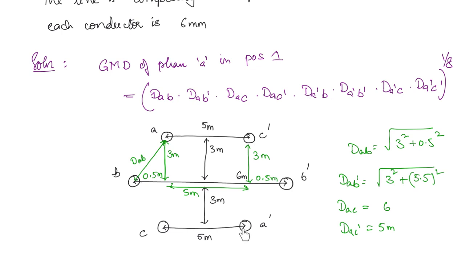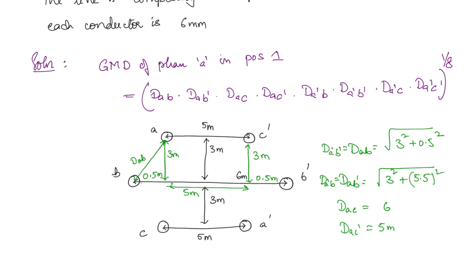A dash is here and B is here. So this distance will be the same as this distance. So here you can write DA'B is equal to DAB'. Then what about A'B'? This is the same as AB. So here you can write DA'B' is equal to DAB.